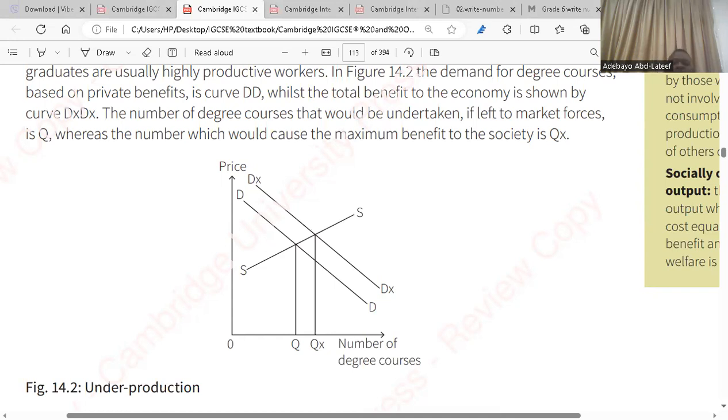Do you understand? So now they said the number of degree courses, if left to market forces, is Q. For the market forces, why will it be at Q? It will be at Q because they don't want demand to be beneficial except when the prices are increasing. So, do you get the point I'm making here? This graph shows underproduction. Why? Because supply is less. Supply is supposed to be at QX, but it is at Q. Because firms do not want to produce when it is not going to be beneficial to them, and consumers only want things that are beneficial at a lower price. Do you get it? Yes.